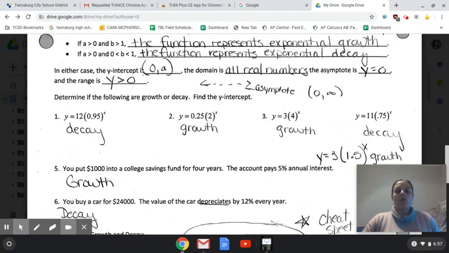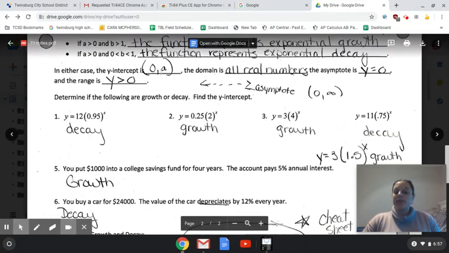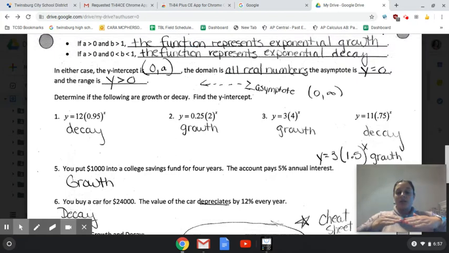Continuing to summarize, whatever your a value is, that's your y-intercept. It's going to be where you cross the y-axis. Your domain's everything, so you can use the all real numbers symbol or you can just write it. Your asymptote is always y=0, or the x-axis. And your range, how low and how high it goes, is always above the x-axis. So it's everything bigger than 0 for all of these graphs.